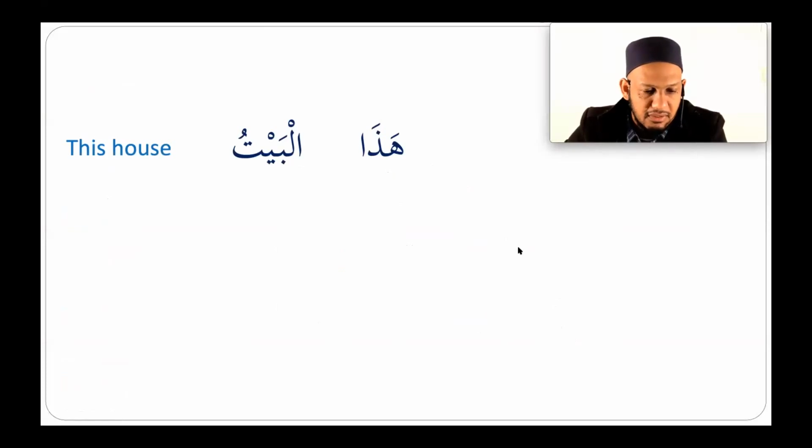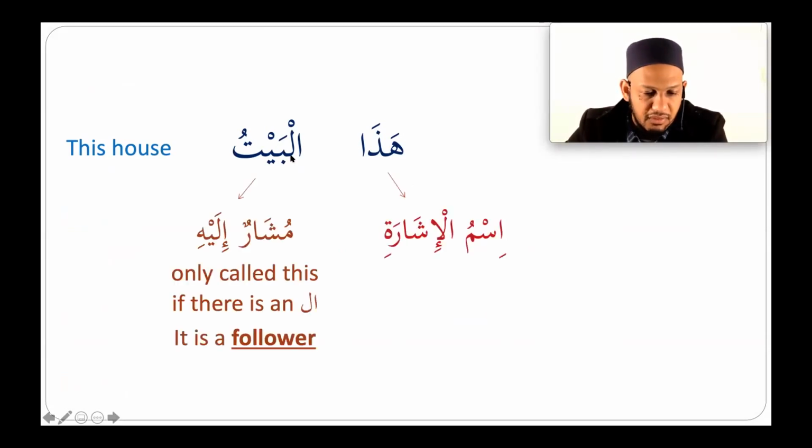So again, if you have an ismul ishara, then the word after it will always follow the hal of the ismul ishara and will be called musharun ilay. So musharun ilay is only when you have an al. So just two things you must remember. If there's an al afterwards, it's musharun ilay and it's a follower.